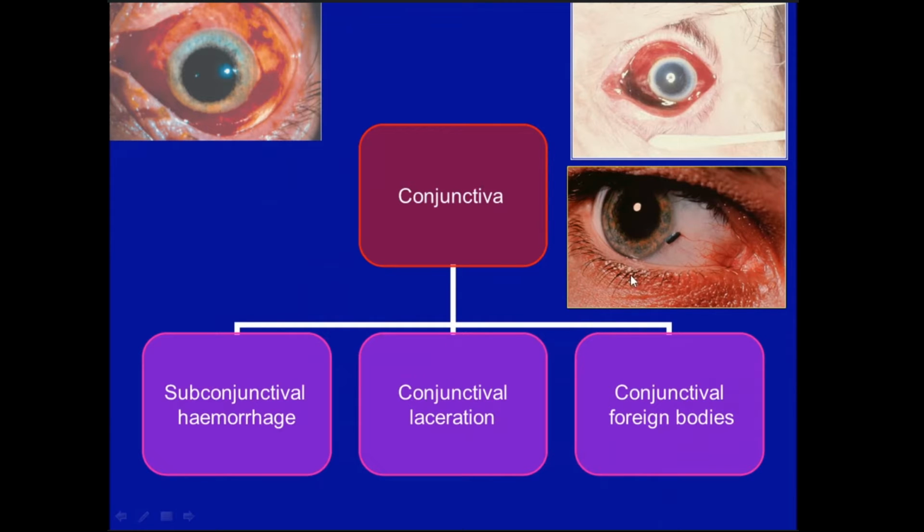Let's go further, deeper. You see conjunctiva. On this picture, you can see conjunctiva hemorrhage. Here you see conjunctival laceration and you see conjunctival foreign bodies. It's also closed globe injuries.